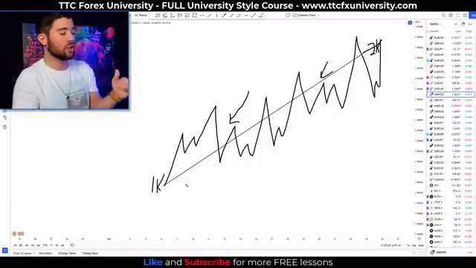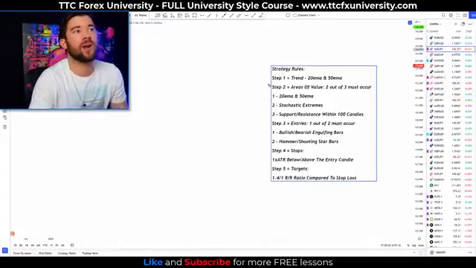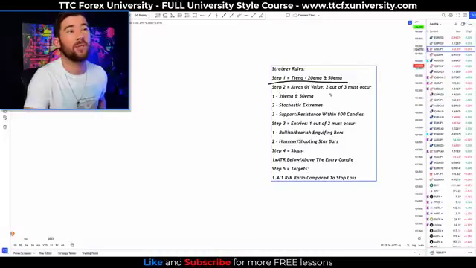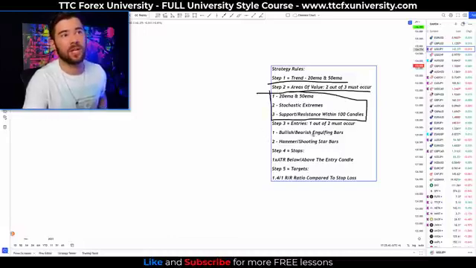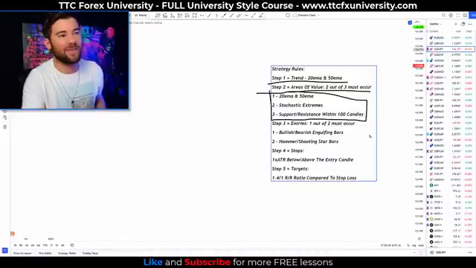Now I want to go back to our rules of this strategy. As a quick review, we're looking for price to be in trend based on the 20 and the 50 EMA. We are then looking for 2 out of 3 of the areas of value I have listed here. After that, we're going to be looking for an entry.